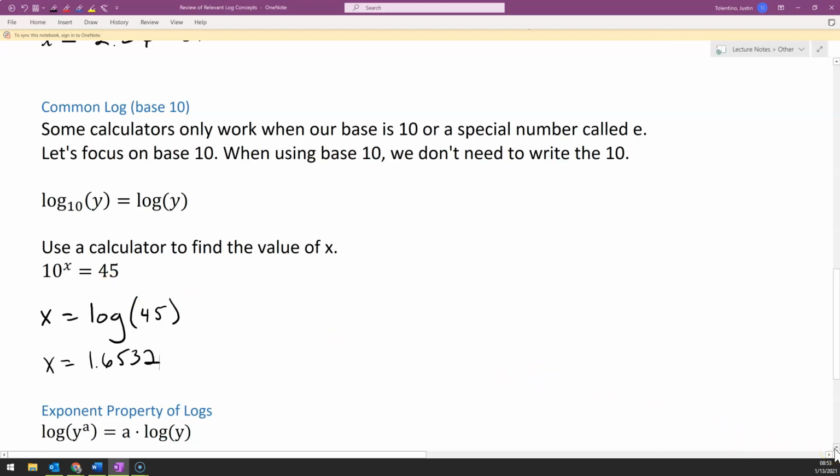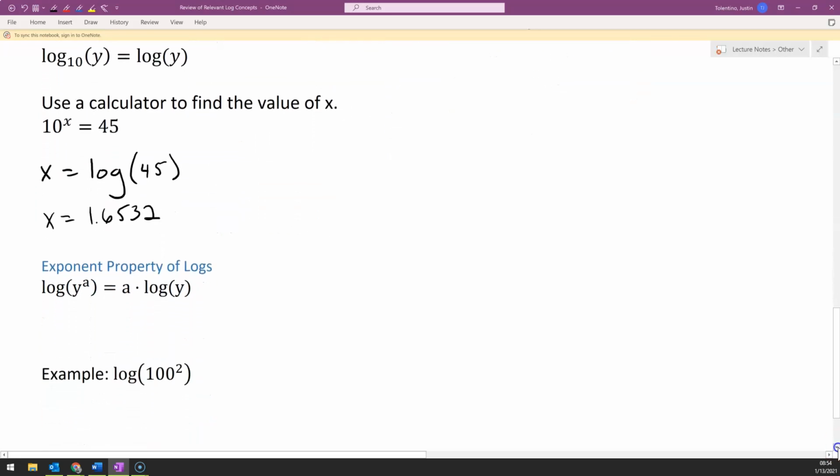So this idea of using logarithms is going to be useful for us in solving equations, as you can see, because now we have the ability to solve for an x that's in the exponent, or any variable that's in the exponent. There's one other property that's going to be useful to us for logs, especially when we aren't using base 10 and we only have base 10 on our calculator, and that's the exponent property of logs.